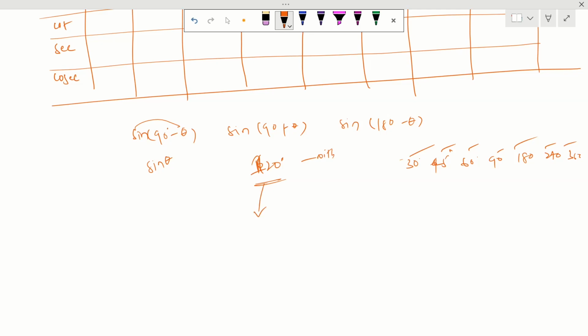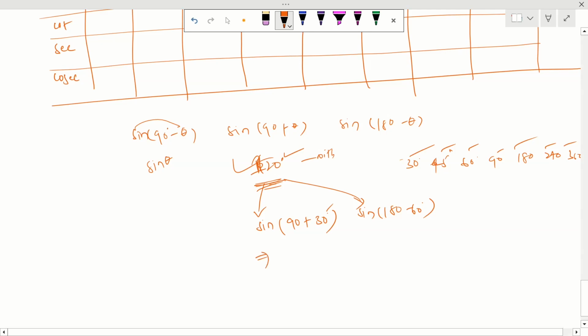Suppose I'm finding the value of sine of 120 degree. Then how can I write 120 degree? I can write 90 plus 30 degree. Also you can write this as sine of 180 minus 60. So you can write in this form, right? Sine of 180 minus 60 is 120 degree, and 90 plus 30 is 120 degree. If you find the value of this, we will get the same value.